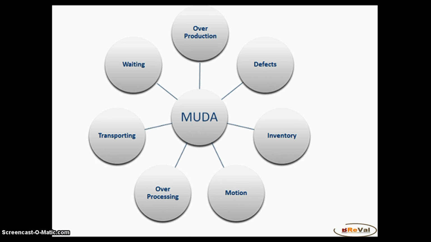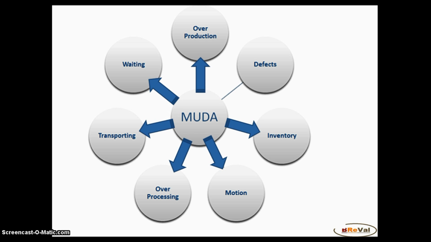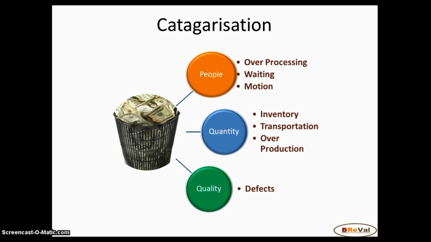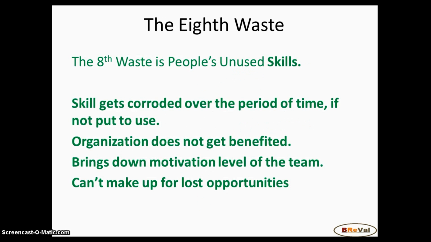So we just looked at 7 types of waste: transportation, inventory, motion, waiting, overproduction, overprocessing, and defects. We can categorize all these 7 wastes into 3: people, quantity, and quality. Overprocessing, waiting, and motion are majorly related to people, while inventory, transportation, overproduction are majorly related to quantity, while defects are related to quality.